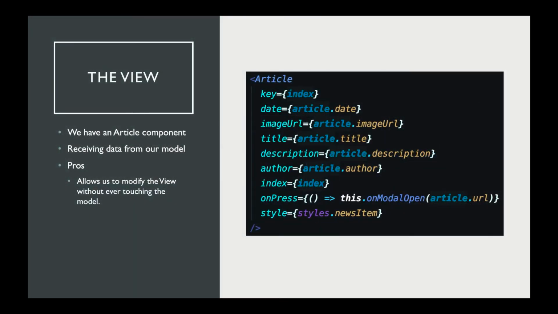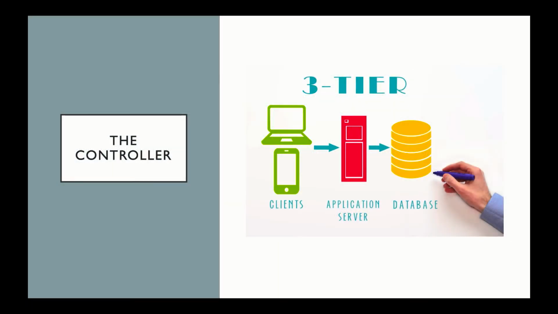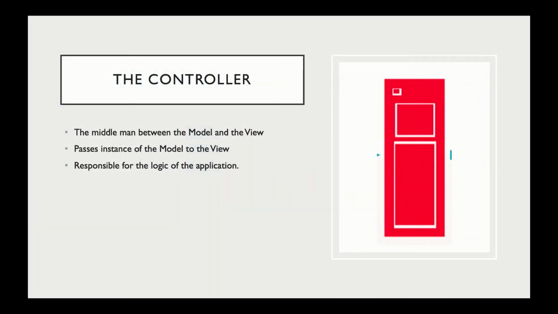What you are seeing is an article component that we will create in the next application. The article component is prepared to receive information from a model, which will be served to us through an API. Which brings us to the service layer, also known as the controller. The controller works as the middleman between the model and the view. It passes the instance of the model to the view. The controller is also responsible for the logic of our application.